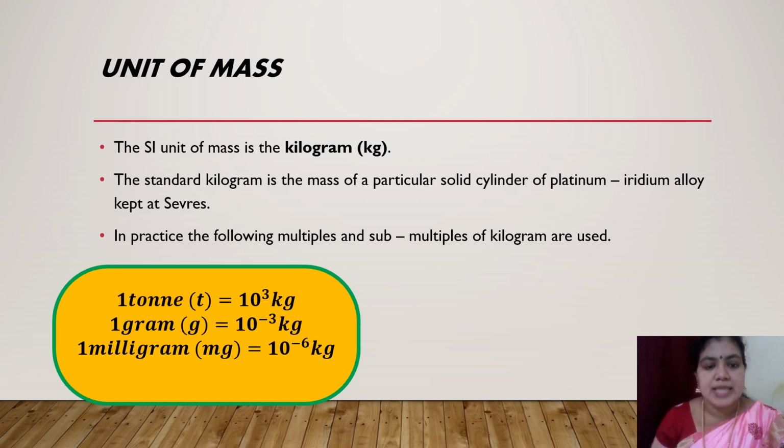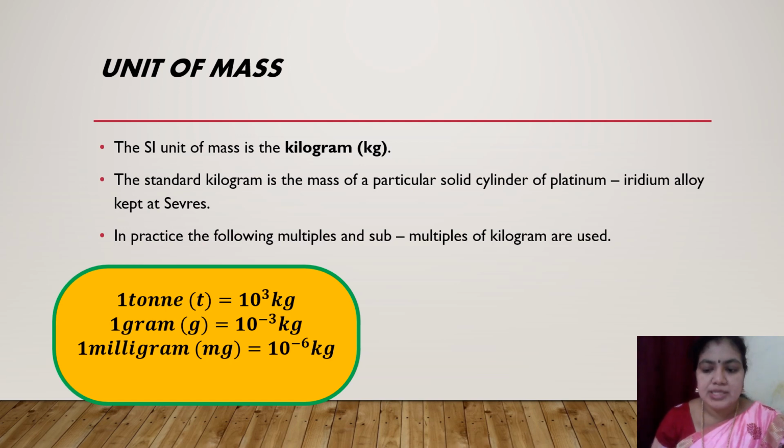Coming to the second basic quantity, the mass. What is the SI unit of it? Kilogram. 1 kilogram is the mass of a particular solid cylinder of platinum iridium alloy kept at the International Bureau of Weights and Measures. As in the case of length, we have derived units. Here, if we want to measure very big things, we will not be using kilogram, we will be using the ton.